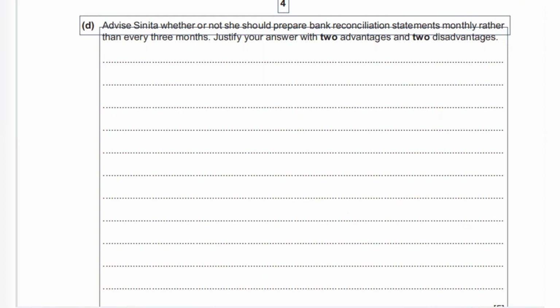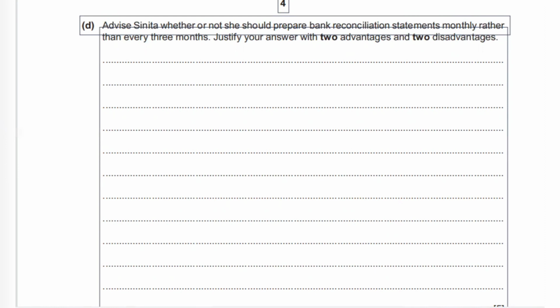But a disadvantage of reconciling after every 1 month is there are more transactions to record. It may be costly. It may be time consuming. If we reconcile after 3 months, it may be comparatively less time consuming than reconciling after 1 month. It may be less costly.